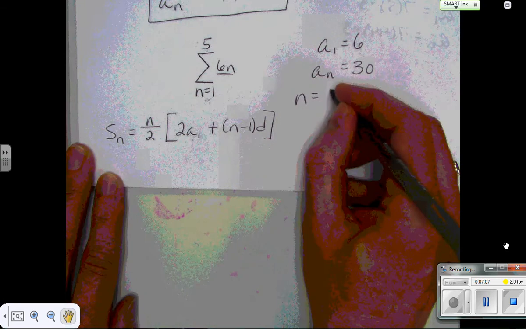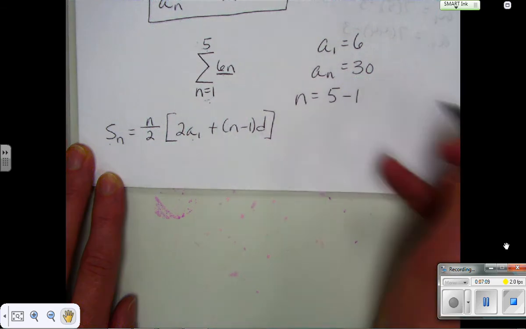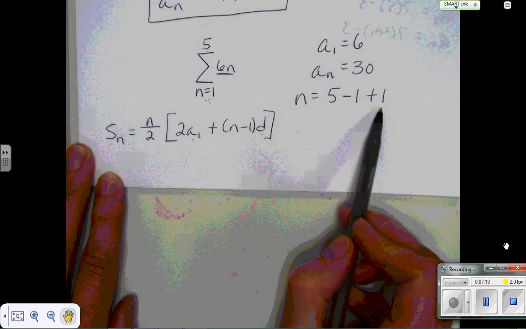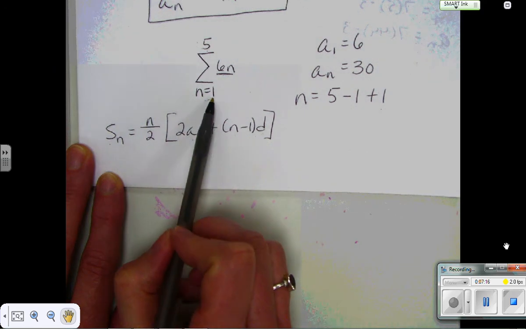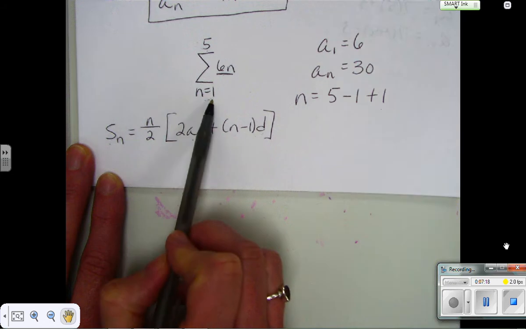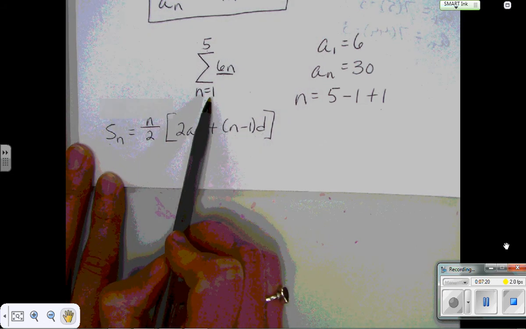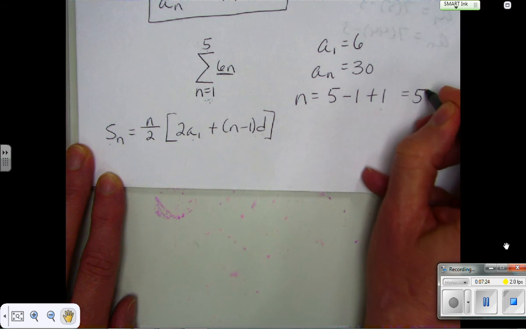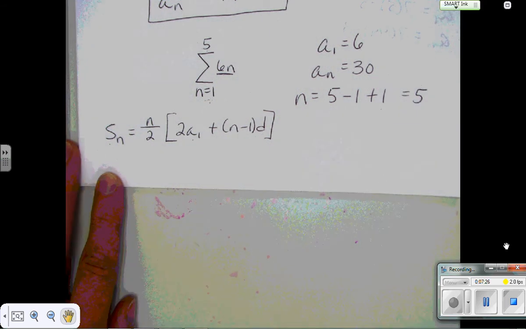You're going to take the top number, subtract the bottom number, and then add 1 back to it. And the reason you add 1 back to it is so you'll be including that number. Because when you just take 5 minus whatever that is, you're not counting where you start. Okay, so that's why you're going to wind up with 5 for n.